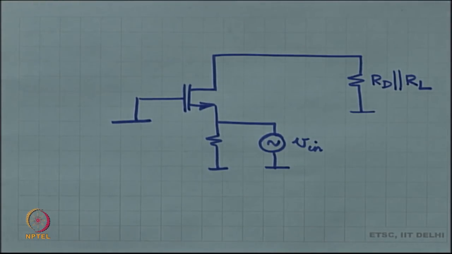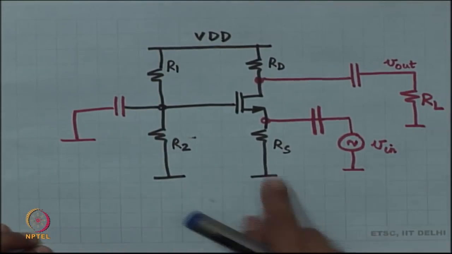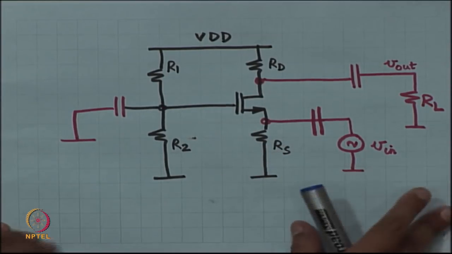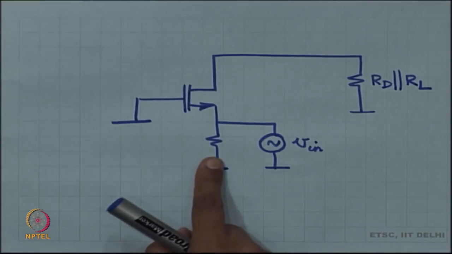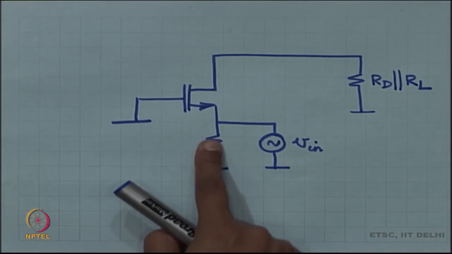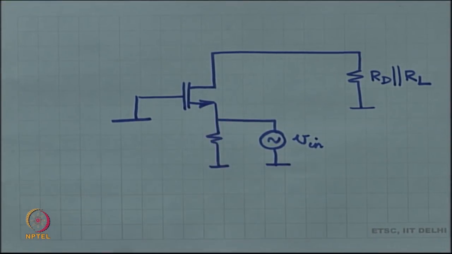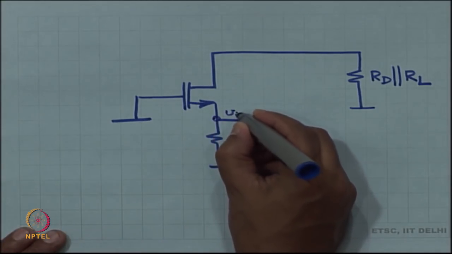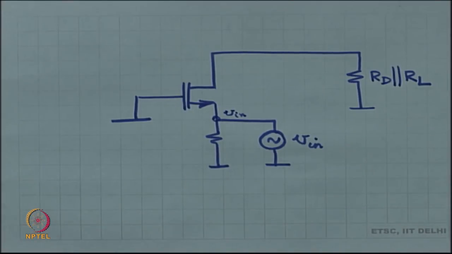so after redrawing, this is what I obtain. At the source I still have RS, but RS and V in are together. It really does not matter what this is, it is just the voltage is just V in. So, the voltage at this node is just V in, that is it, there is nothing else over there.